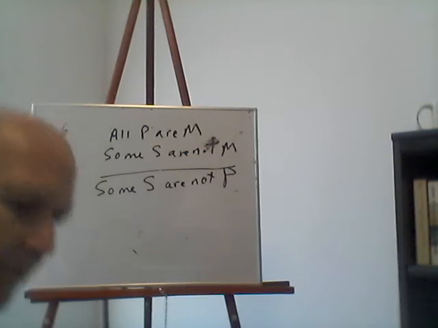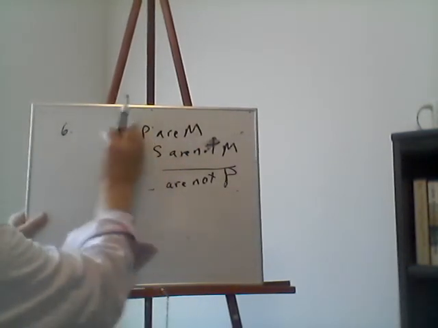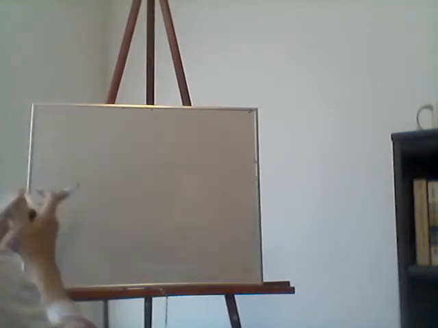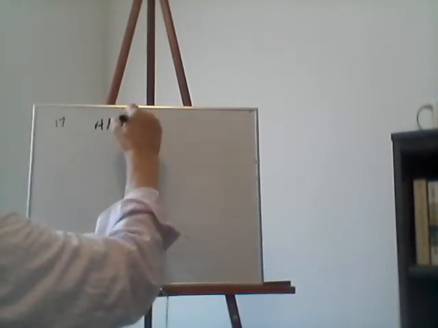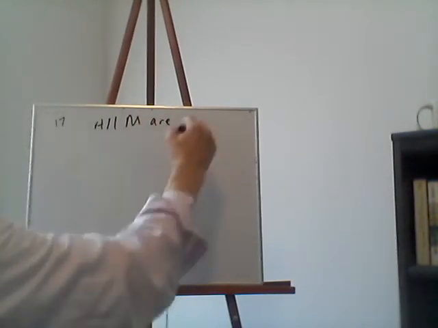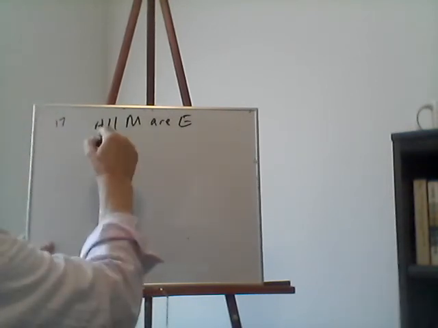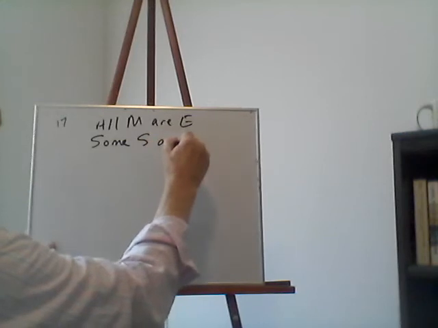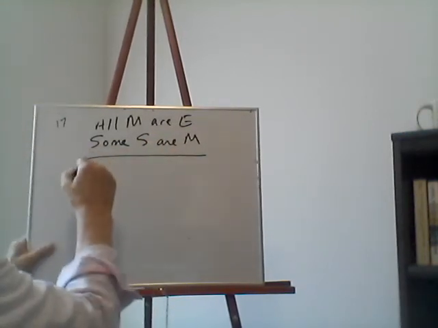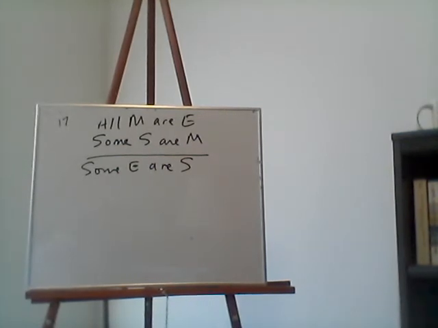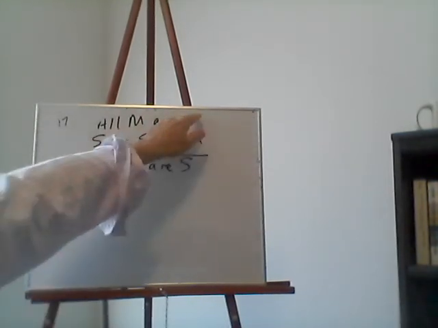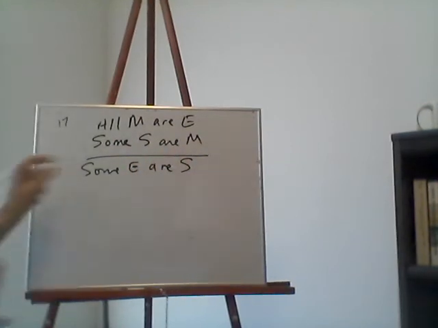Okay, let's do number 17. Number 17 is going to be all M are E. Some S are M. Therefore, some E are S. M stands for Martians, E for explorers, and S for suspicious people. All Martians are explorers. Some suspicious people are Martians. Therefore, some explorers are suspicious people.